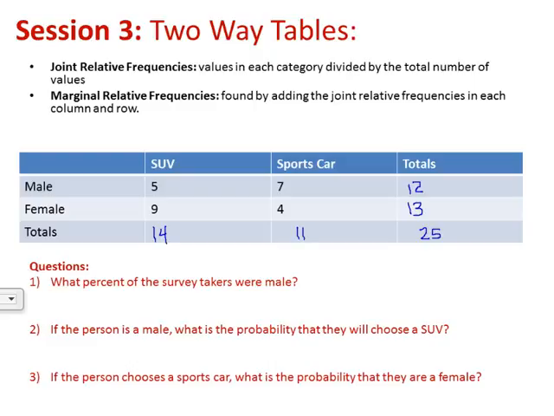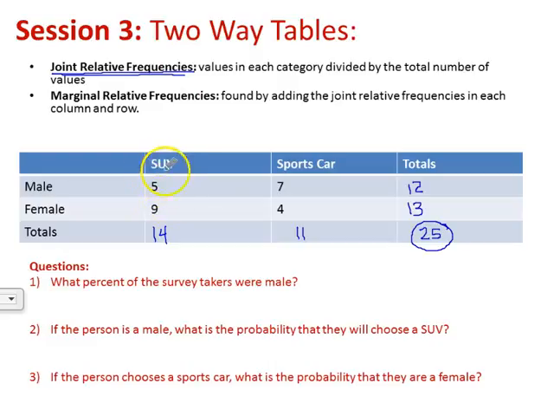All right, so what we want to do now is find, we talked about how all the information in the middle is the joint frequencies, but now if you look, I have a new word up here, joint relative frequencies. So joint relative frequencies, relative, is the values in each category divided by the total number of values. So remember, 25 is our total number of values. So if we want to find the joint relative frequencies, we're going to take the value in each category and divide it by the total number of values. And that's going to give us our joint relative frequencies.